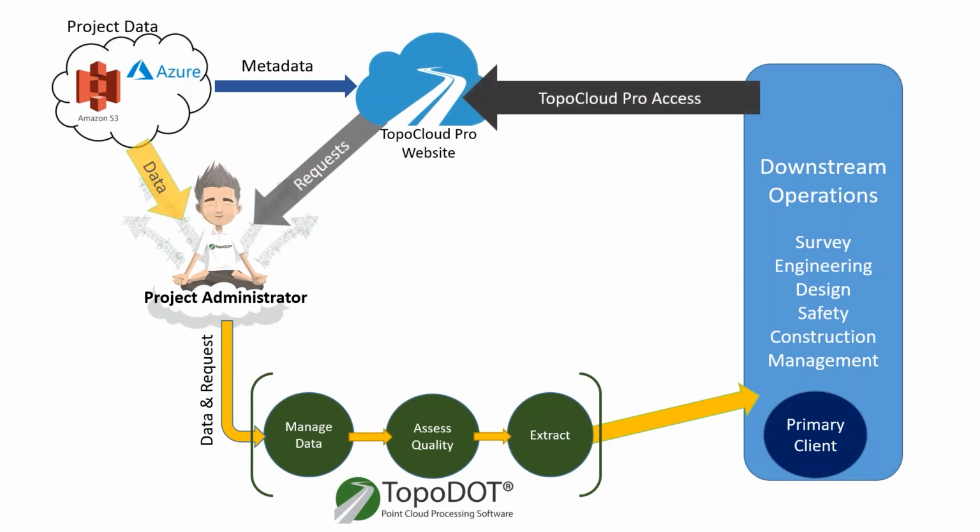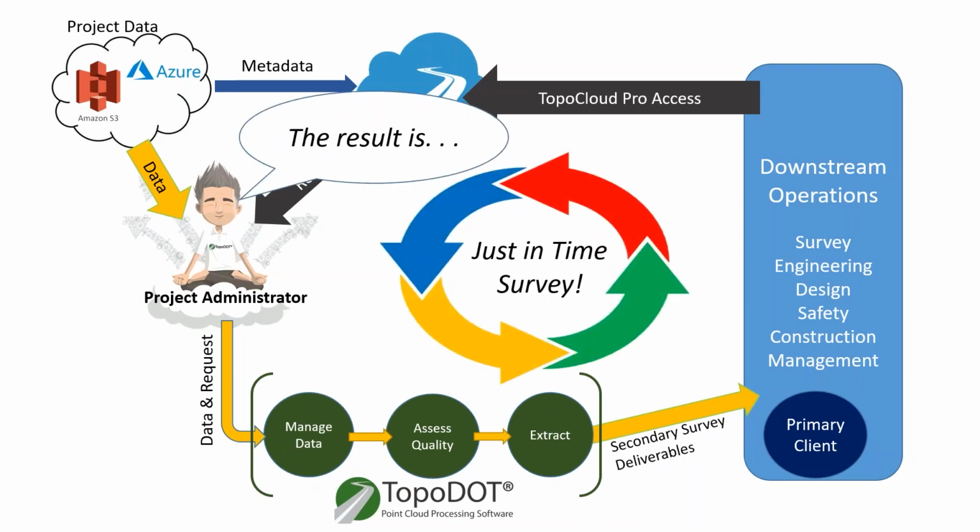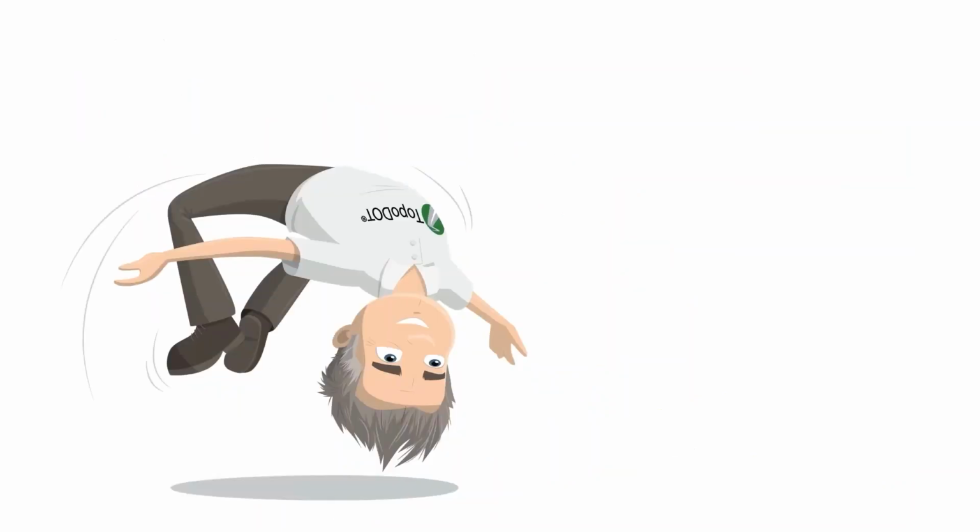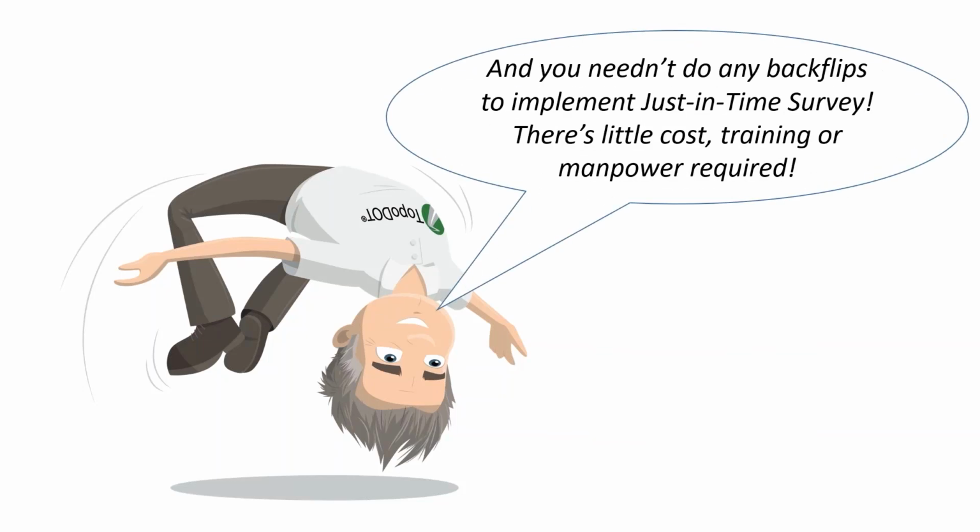So here we have this process now. We've shown you how we put each individual part in that process, and that it isn't expensive to do. And the result is your just-in-time survey. Imagine all this information now being applicable and being able to use very easily. Professor Topo is doing back flips, but you don't really have to do back flips to implement just-in-time survey.